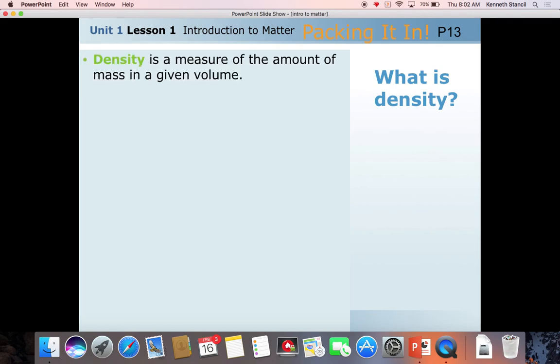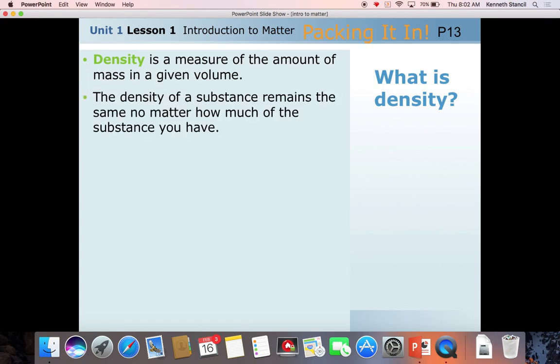What is density? Density is a measure of the amount of mass in a given volume. Again, we keep reviewing those vocabulary words and these concepts so that we get it. Okay? The density of a substance remains the same no matter how much of the substance you have.